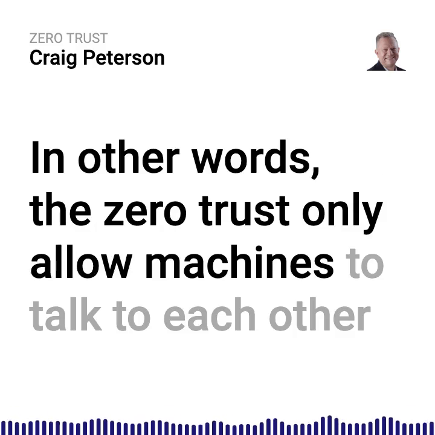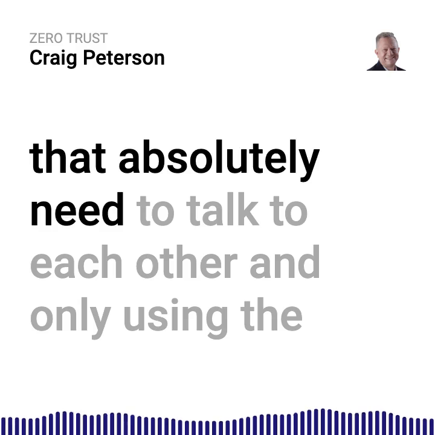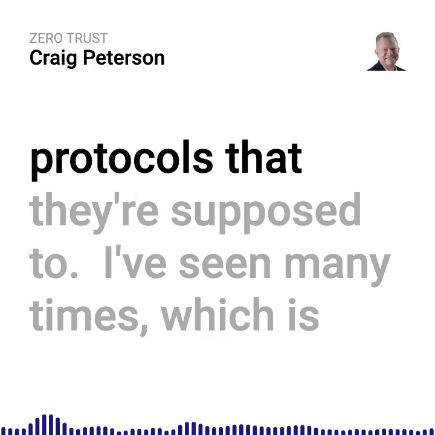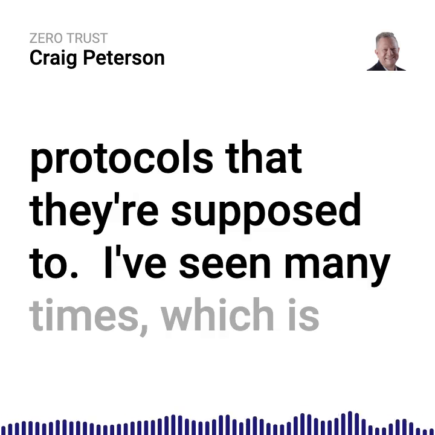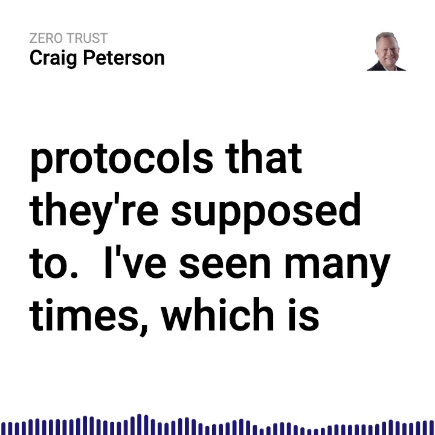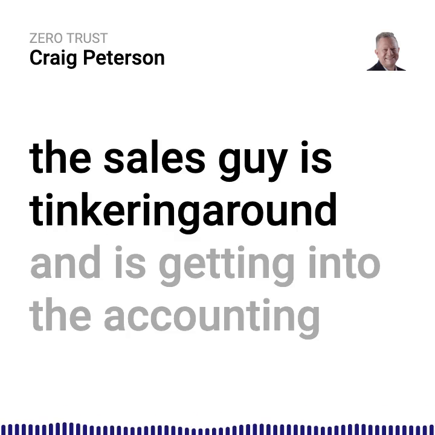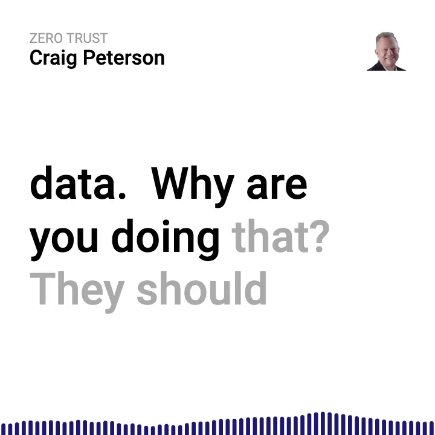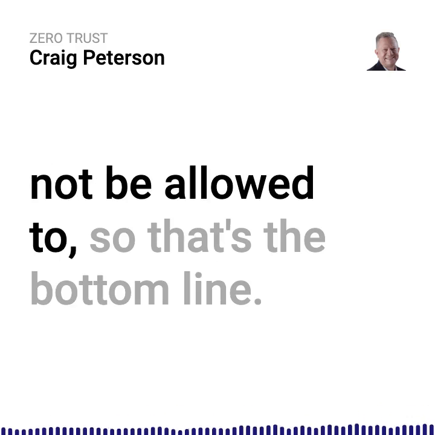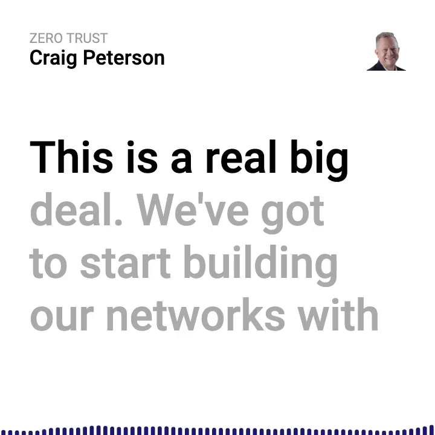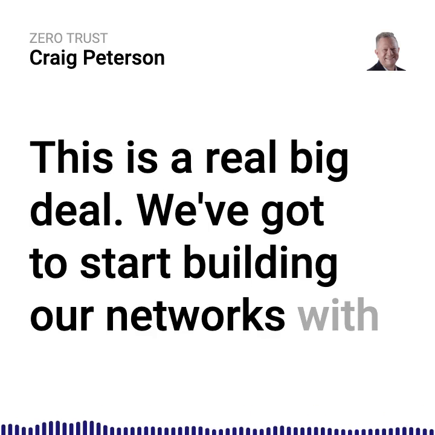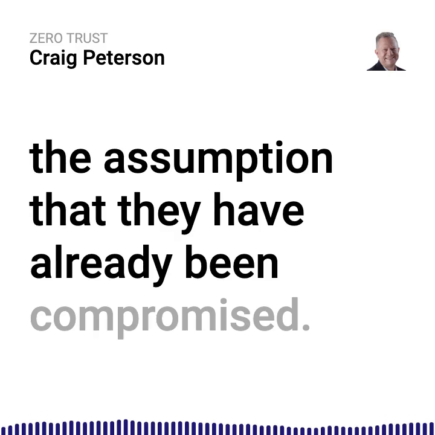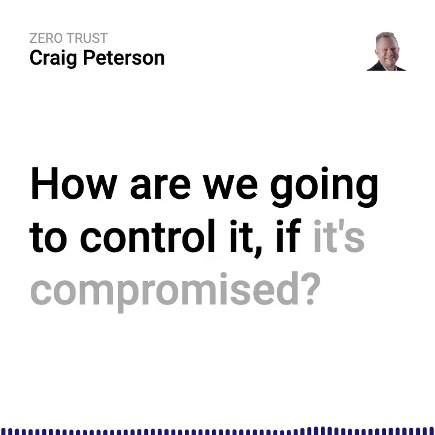Only allow machines to talk to each other that absolutely need to talk to each other, and only using the protocols that they're supposed to. I've seen many times, which is the sales guy is tinkering around and is getting into the accounting data. Why are you doing that? They should not be allowed to. So that's the bottom line. This is a real big deal. We've got to start building our networks with the assumption that they have already been compromised. How are we going to control it if it's compromised?